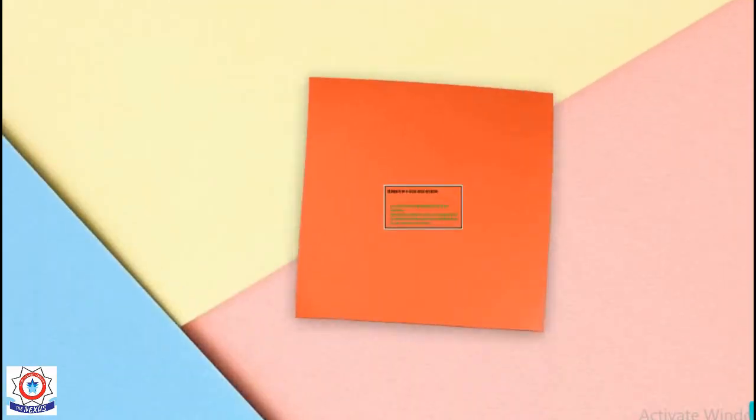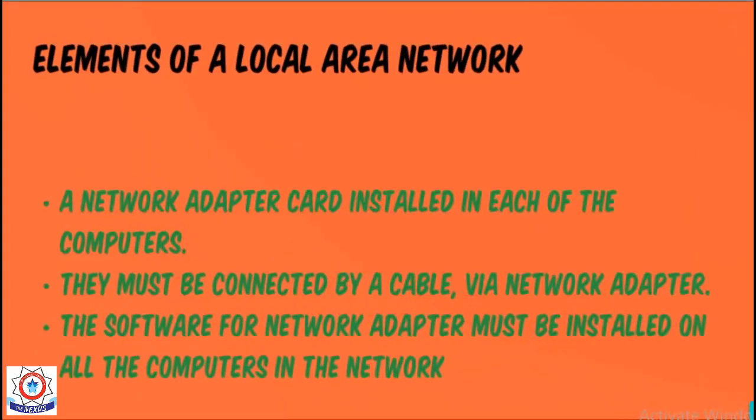Next comes elements. There are some basic elements that are the basic resources through which you can connect through a local area network. These are basically the essentials. So the very first point is a network adapter card installed in each of the computers. So it's a necessity. Now what is a network adapter card? A network adapter is an adapter that basically connects the computer.